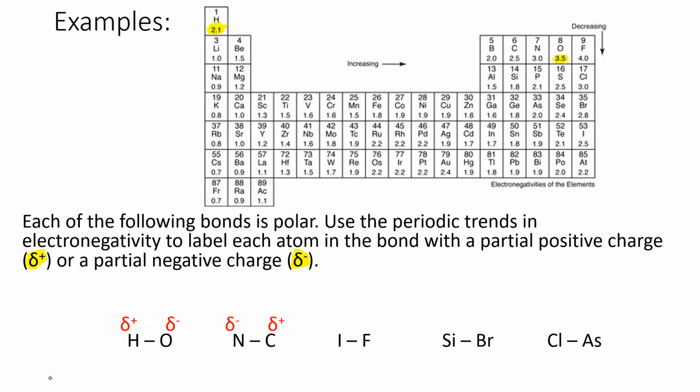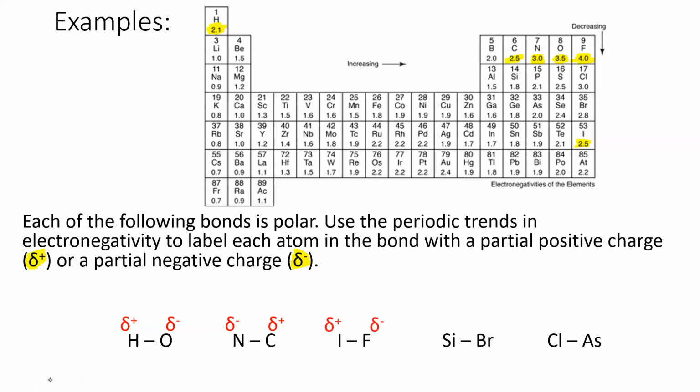With nitrogen and carbon, nitrogen has a greater electronegativity. Carbon has a lower electronegativity. Remember, if it has a greater electronegativity, that's where the electrons are going to go. So we'll have a partial negative charge on the one with a greater electronegativity. So that's why we have a partial negative on nitrogen. Between iodine and fluorine, iodine is right here. Fluorine is right here. Fluorine has a greater electronegativity. So we'll have a partial positive on iodine and a partial negative on fluorine.